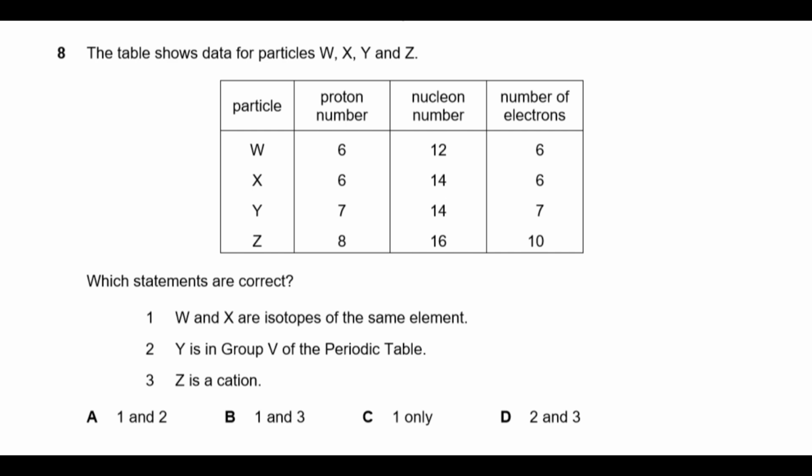The third statement is saying Z is a cation. Z can be a cation if it has fewer electrons than its proton number. But here we clearly see that the proton number of Z is less than its electron number. So that is not a correct statement. So 1 and 2 are the correct statements. So Alpha is the answer for this question.